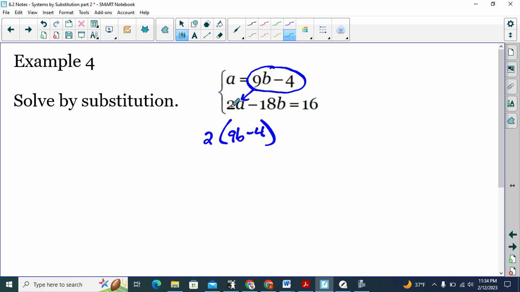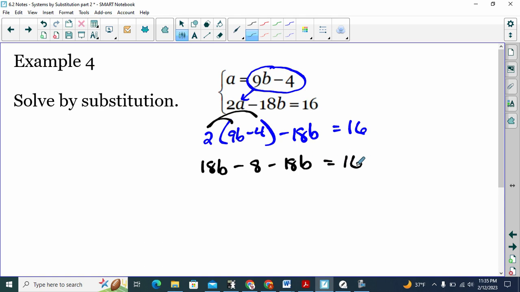So I'm recopying the bottom equation, 2 times a, but instead of a, I'm putting in 9b minus 4. Now I've got minus 18b equals 16. I copied this equation exactly as it is, but instead of a, I put in 9b minus 4, and I put it in parentheses. Now we distribute. 2 times 9b, 2 times negative 4, minus 18b equals 16.